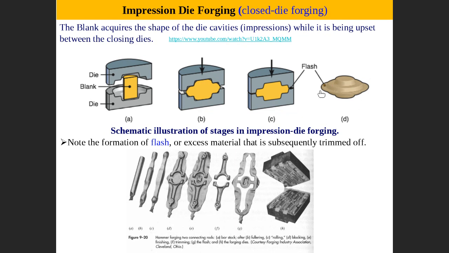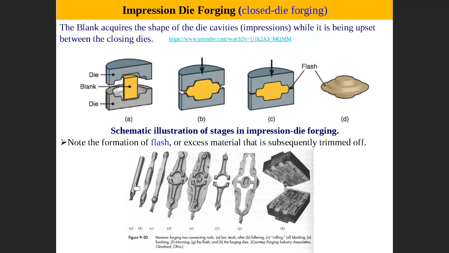We need to cut, as this is what we call impression die. So in impression die, flash will be created. Flash will be cut. Extra material, flash, extra material will be cut together from the part. Okay, something like this. Finally, we need to get this part.